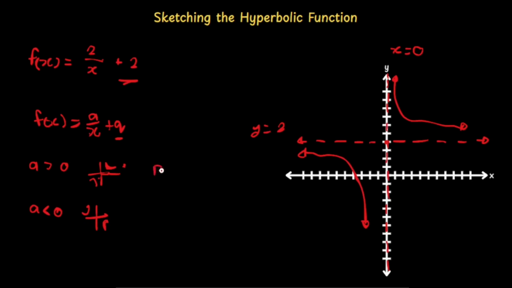Looking at the domain, that is all the x values for which the function exists. And in this case, this function will exist from negative infinity to positive infinity. It will only not exist at x is equal to 0, because that is our vertical asymptote. So we can say x is an element of R, x does not equal to 0.